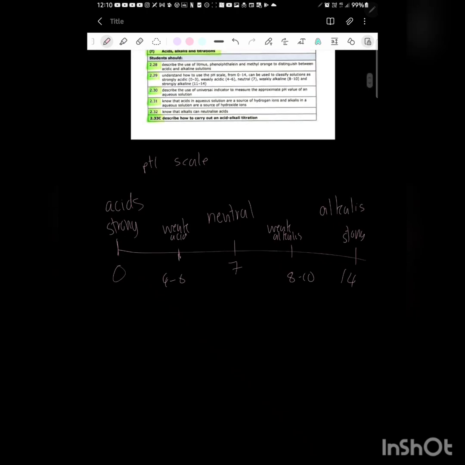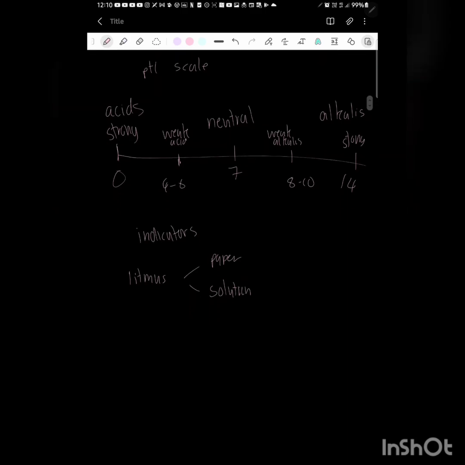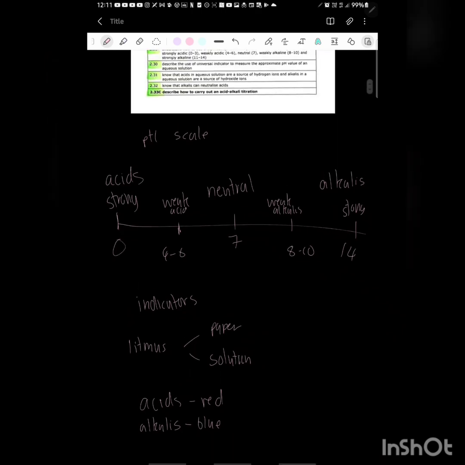And now if we look at indicators, so there's the 3 indicators you need to know about, which is litmus, and this can be a paper, or it can be a solution. Normally we use litmus paper, so in class you probably have it as like that small strip of paper, and it can be red or blue. So litmus with acids will be red, and with alkalis it will go blue or purple, but I would say blue.